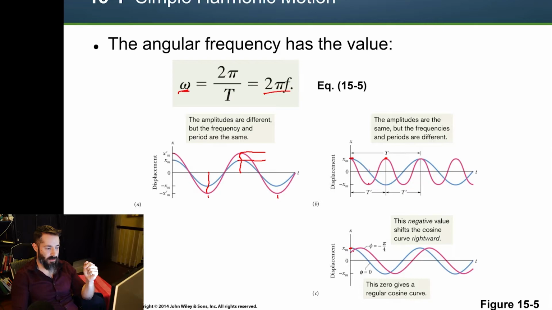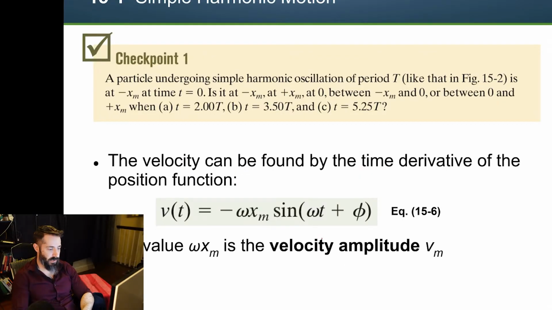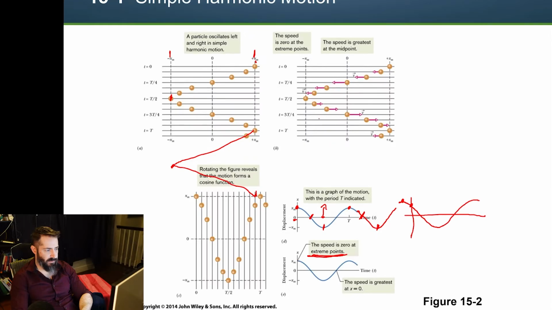A lot of this has to do with electrical engineering. You can use it for other things too, but it's sort of an everyday application if you're an electrical engineer. Okay, so a particle undergoing simple harmonic oscillation of period T is at negative xm at time equals 0. This is figure 15-2, so we go back a couple slides. That was this guy, figure 15-2.